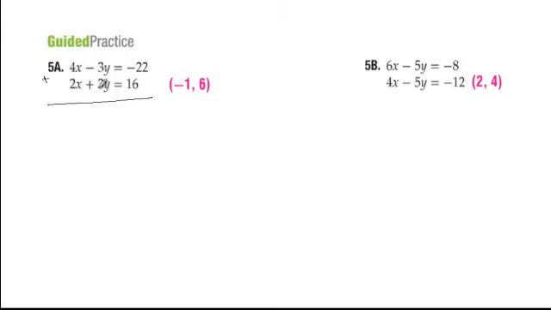3 and 3, yes, they are the same, but each one of them with opposite sign. Here we have minus, here we have plus. So once we add them, then we can eliminate the y's. So what would happen here? 4x plus 2x is equal to 6x. Minus 3y plus 3y cancel.